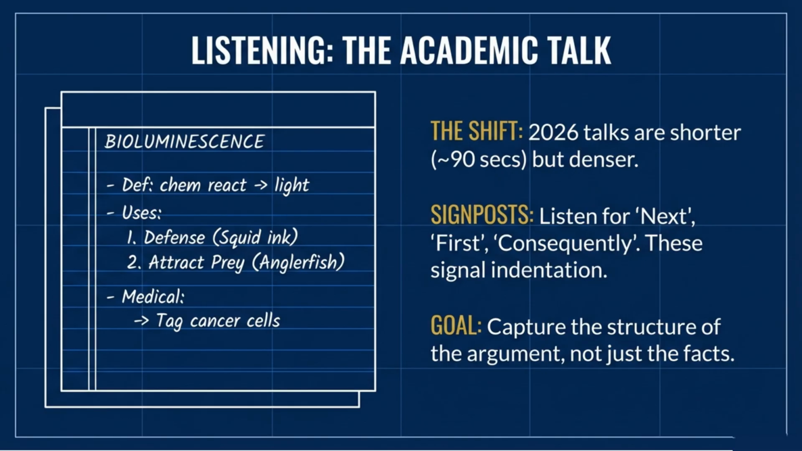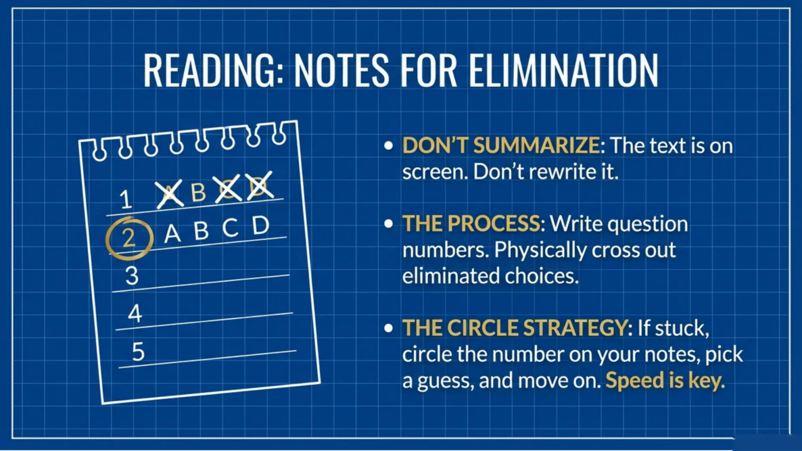Now let's look at a powerful test-taking strategy. In the reading section, you do not need to summarize the text. The text is right there on the screen. Instead, write down the question number, then cross off answers that are obviously wrong. Still unsure? Use the circle strategy. Circle the number, make your best guess, and move on. Speed is your secret weapon.